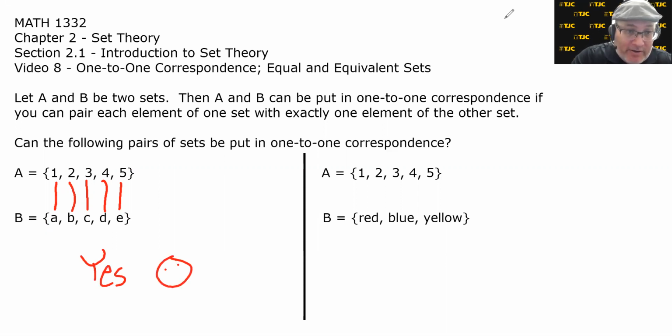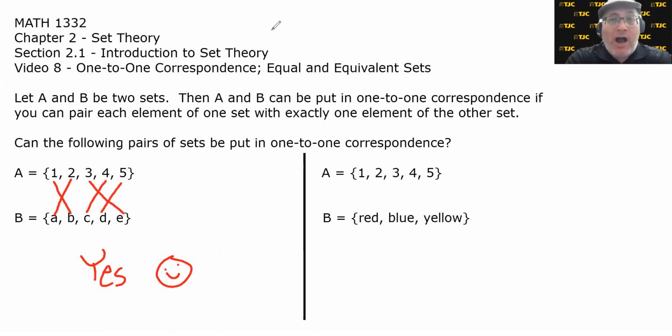Now, it is worth pointing out that when you put these in one-to-one correspondence, you don't have to put them in what would seem like the most natural correspondence. For example, maybe I pair 1 with the letter B, 2 with the letter A, 3 with the letter E, 4 with the letter C, and 5 with the letter D. Why not? But that's still a one-to-one correspondence because every element in A is paired up with exactly one element in B and vice versa. As long as a one-to-one correspondence exists, that's all that matters.